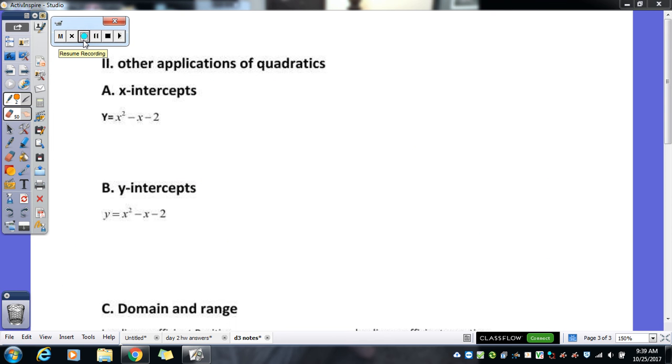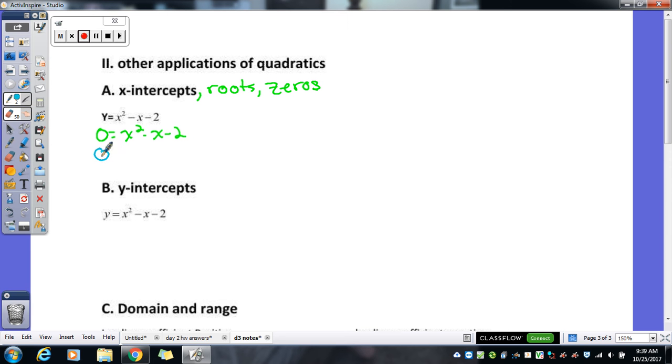So one of them would be to find your X-intercepts, which really your X-intercepts are your roots and your zeros. All three of those words mean the same exact thing. They just like to interchange those different words. So if we're looking for our X-intercepts, you're going to plug a 0 in for Y because your X-intercepts are on the X-axis. So your Y value is a 0 at that point in time. So that's why we plug 0 in for Y.